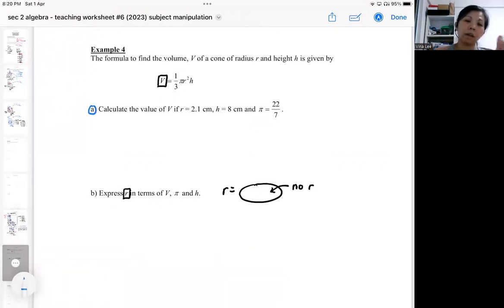They ask you to find the value of V if R has a certain value, H has a certain value, pi has a certain value. So in this kind of question, you just plug the value in, and then you just punch the calculator. So basically this one is no trick.